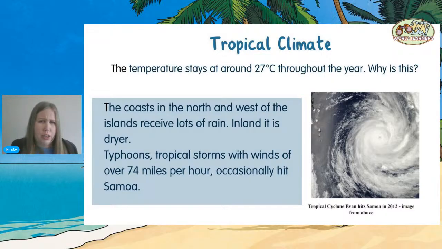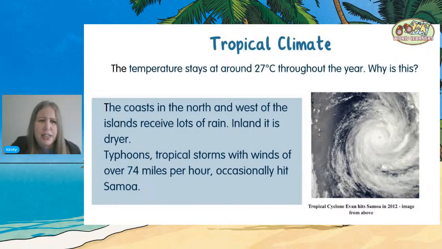What do you think? Well, have a think about that. Why doesn't the temperature change? Why doesn't it have a distinct winter and summer? Why doesn't it get colder at certain points in the year? Have a little think about that. And we'll have a look at this picture.